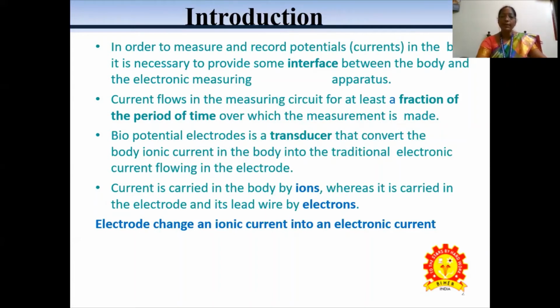A biopotential electrode is a transducer that converts the ionic current in the body into a traditional electronic current flowing into the electrode. Current is carried in the body by ions, whereas it is carried in the electrode and in its lead wire by electrons. Electrodes change an ionic load current into an electronic current.